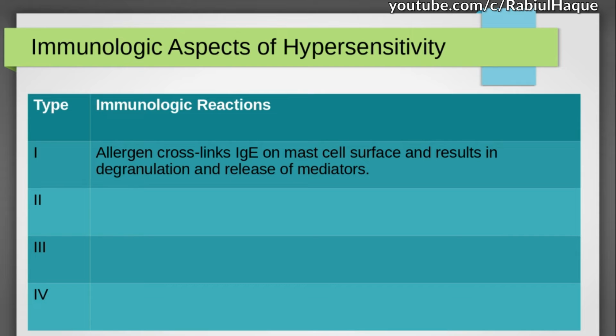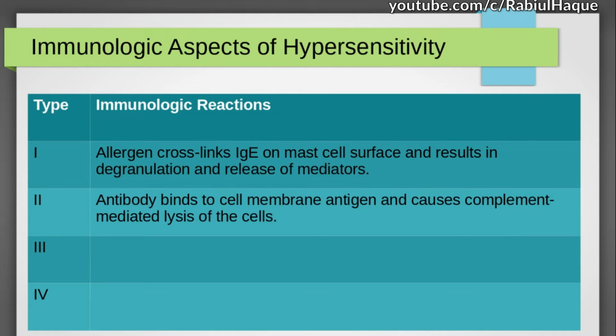So what is happening here? First, allergens will cross-link immunoglobulin E antibodies that were present on the surface of mast cell. That will result in degranulation of the contents of mast cell, and that will release mediators and result in hypersensitivity reaction. What will happen in type 2 hypersensitivity? Antibody will bind to cell membrane antigen and it will cause complement-mediated lysis of the cells. What will happen in type 3 hypersensitivity?